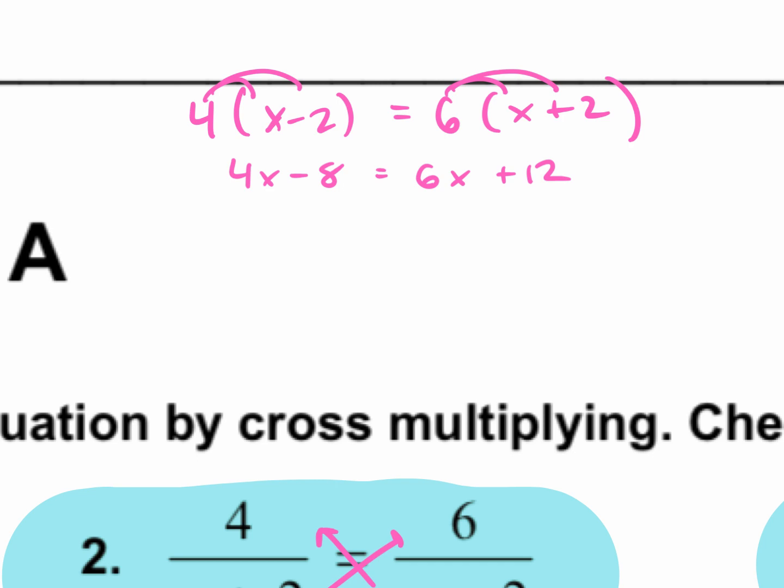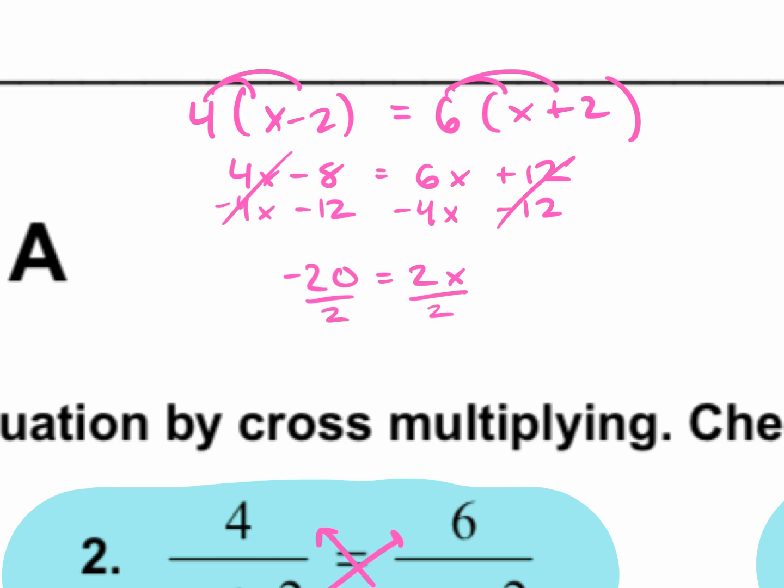What's next? Combine like terms. I can subtract the 4x, move it to the other side, and subtract 12. So negative 8 minus 12 would be negative 20 is equal to 6x minus 4x, 2x. And the last step, divide by 2. So what does x equal? Negative 10.